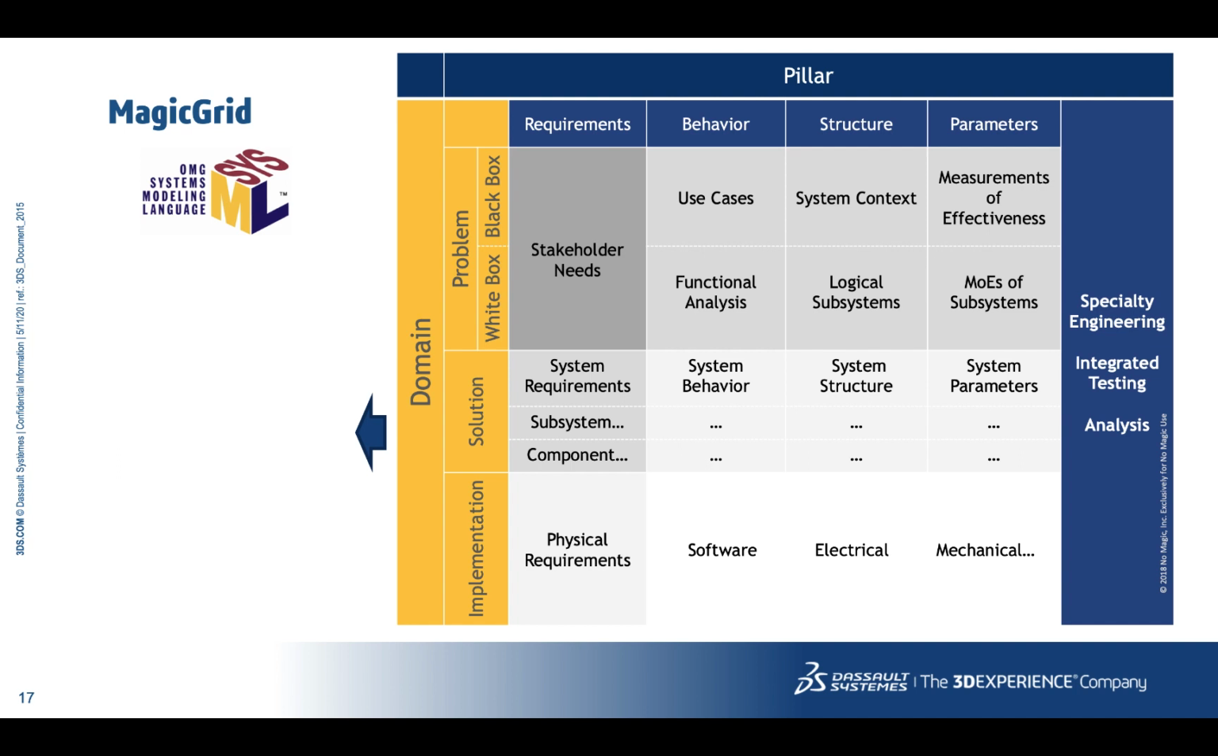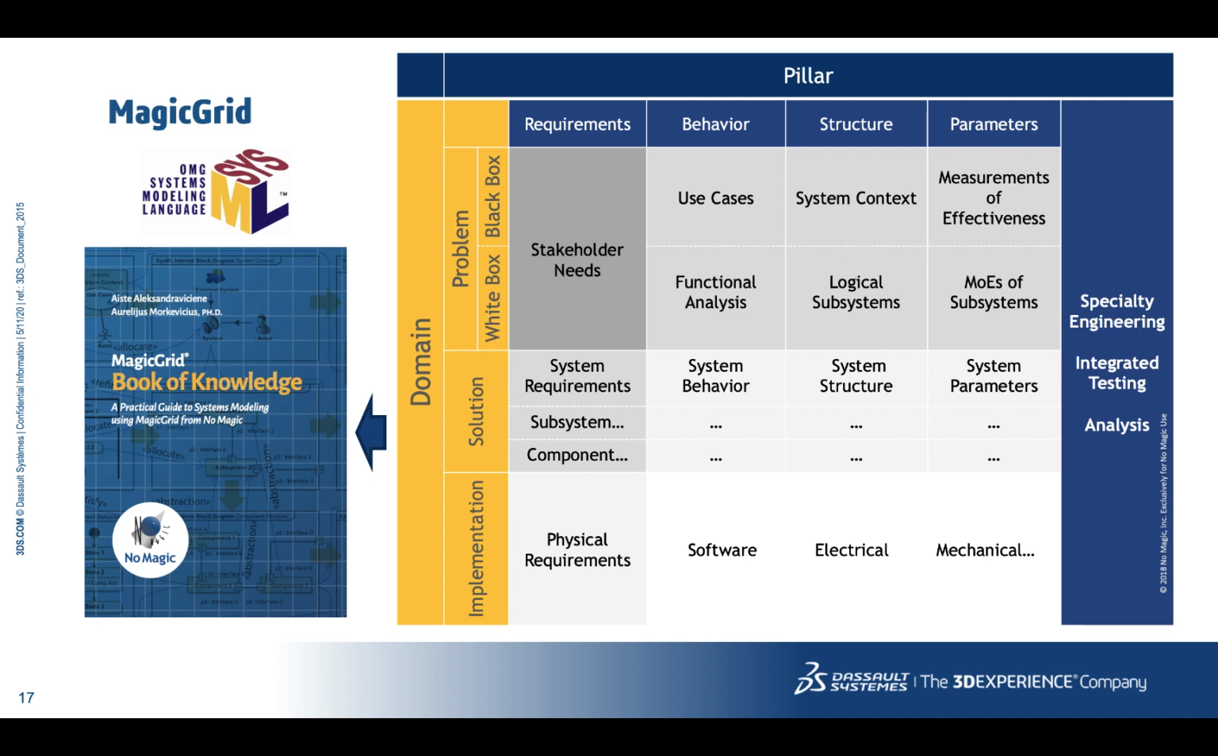Also on the right, you can see specialty engineering. So this is where we talk about safety, about security, about integrated testing. And so these are different perspectives that can be added to extend the MagicGrid. But MagicGrid itself does not define the practices in specialty engineering. It just says where those practices fit. And all that is described in every cell is captured in the MagicGrid Book of Knowledge. So it's a detailed guidance that provides you detailed instructions of how to create system architecture from A to Z of the system of interest.